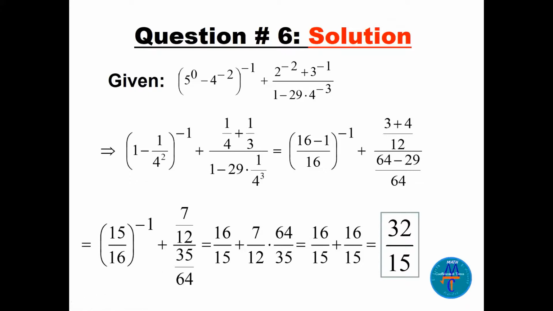I know this is a long question, but please do each one separately, and then you can add. See here, we have seen many questions with two fractions divided. See? 7 over 12, 35 over 64. Leave the first one, multiply by the reciprocal of the second. When you simplify, you get 16 over 15. When you add, 32 over 15. You can check this one. Do it 1 time or 2 times, please.